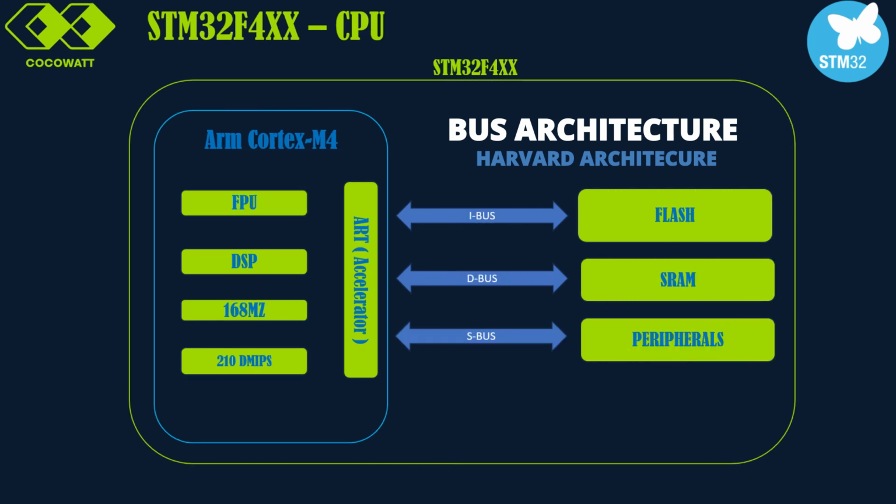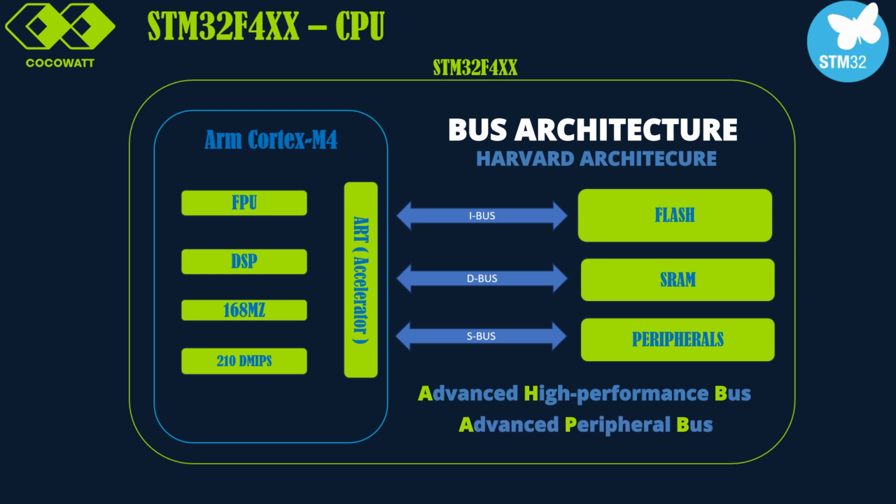Finally, there's the S-bus, or system bus. This bus is used to access peripherals and other system resources. It connects the CPU to the AHB, Advanced High-performance Bus, and APBs, the Advanced Peripheral Buses, which are used to communicate with peripherals like timers, ADCs, and communication interfaces.